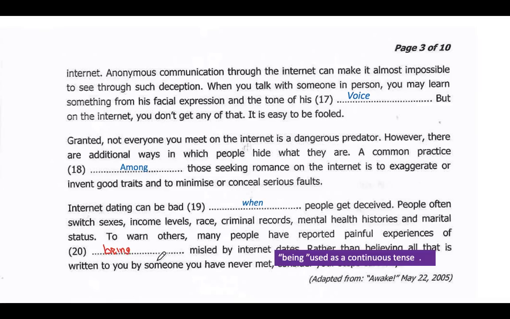All right, so we have that. So been is used as a continuous tense.